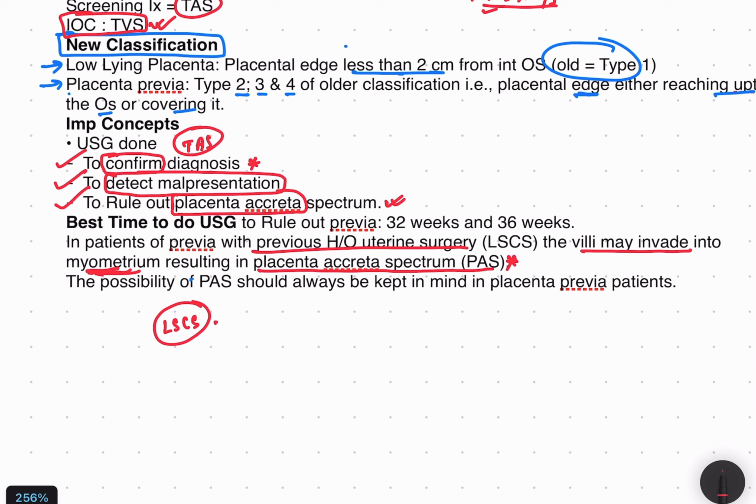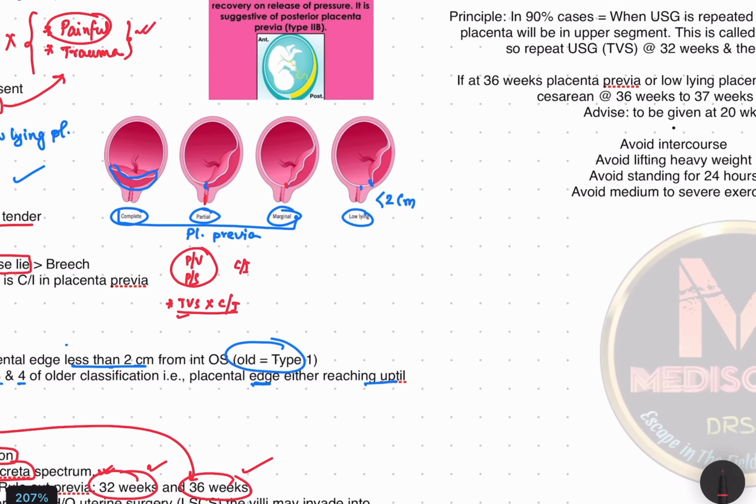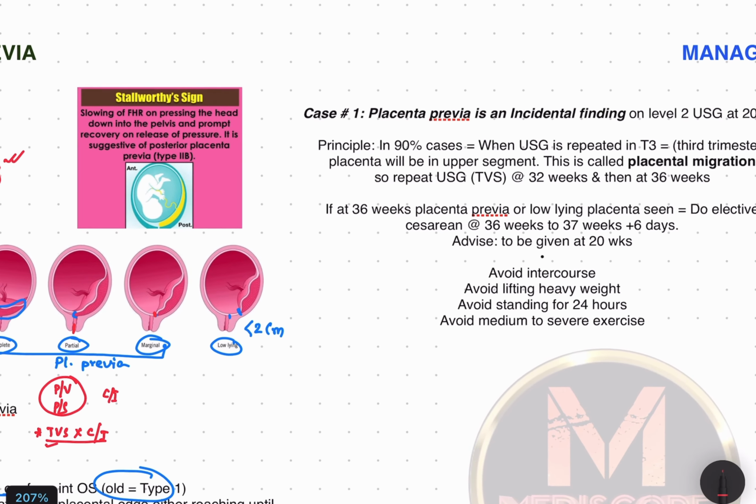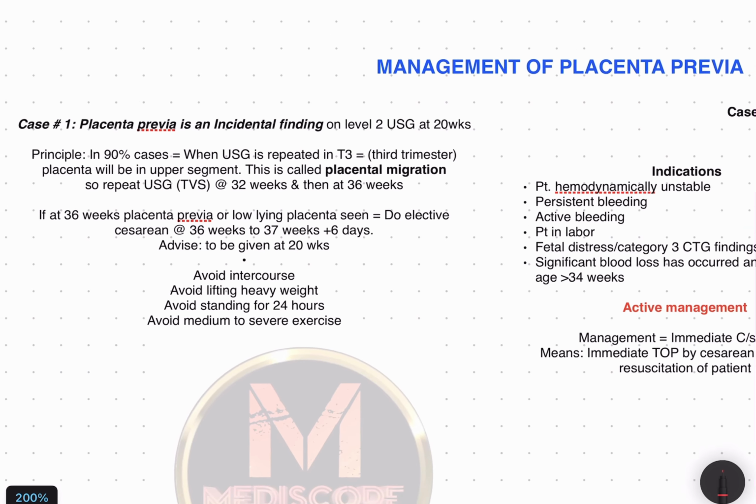And when to do it, the best time is 32 weeks and 36 weeks, because, as I told you, the bleeding in placenta previa happens in the late trimester, that is, the third trimester. So we will be doing transabdominal or transvaginal ultrasound at 32 weeks and 36 weeks. Okay. Now, how are we going to manage the case of placenta previa? That is very important.